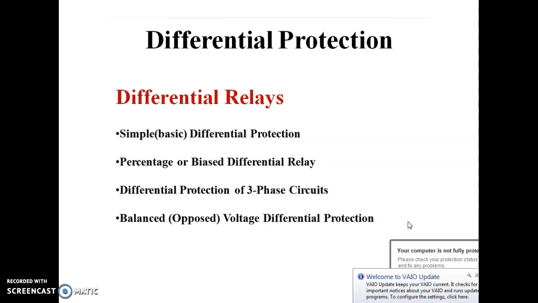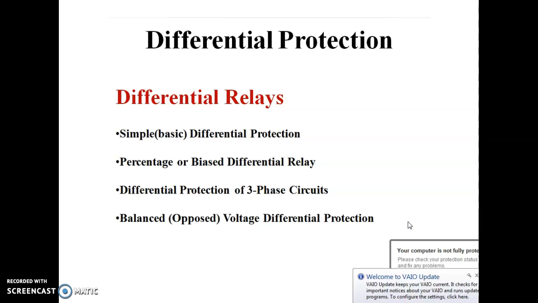Is it clear? The first rule is that the current enters the dot mark on the primary side of the CT and must leave the similar dot mark on the secondary side. The polarity connection of these CTs is such that their secondary currents are in the same direction in the pilot wires during normal conditions or during external faults, right?